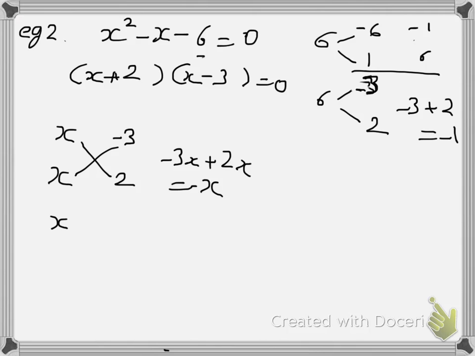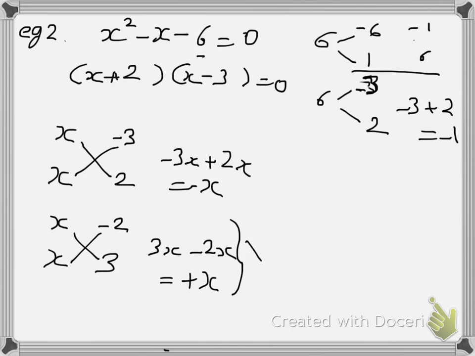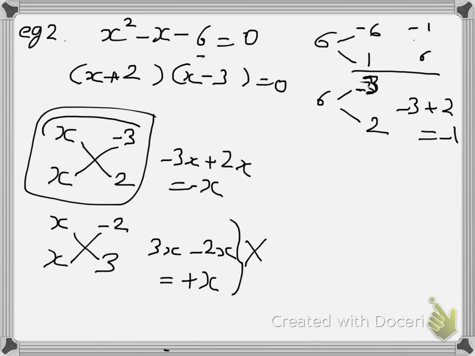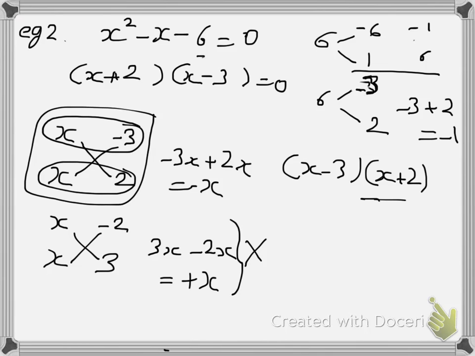Now let's see if you use negative 2 and 3, because 3 times negative 2 is negative 6. Now when you do the cross product, you get 3x and add minus 2x, so it gives me positive x. So that's why I'm not going to use this. So my factors will be this one. Now how do I write the final factor? Just circle it, and then I combine it. You get x minus 3, x plus 2 equal to 0. So this is your final answer.